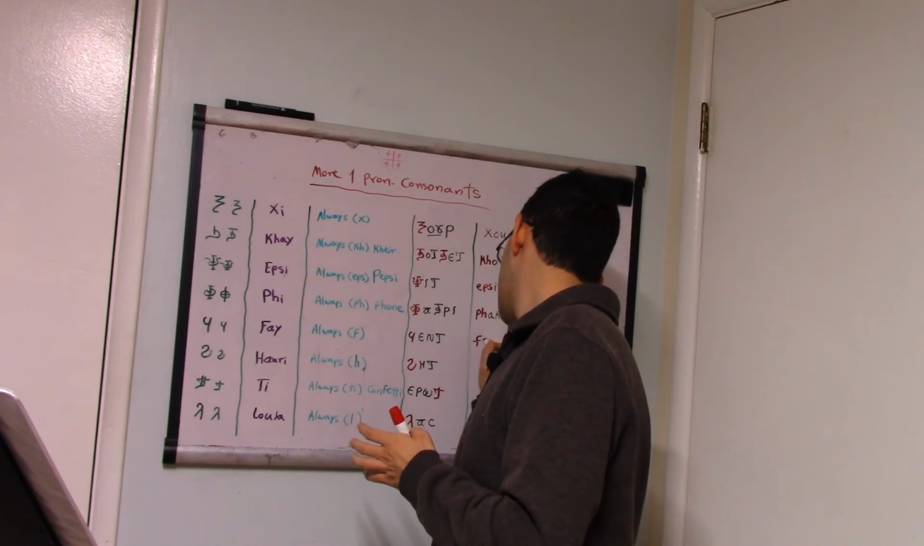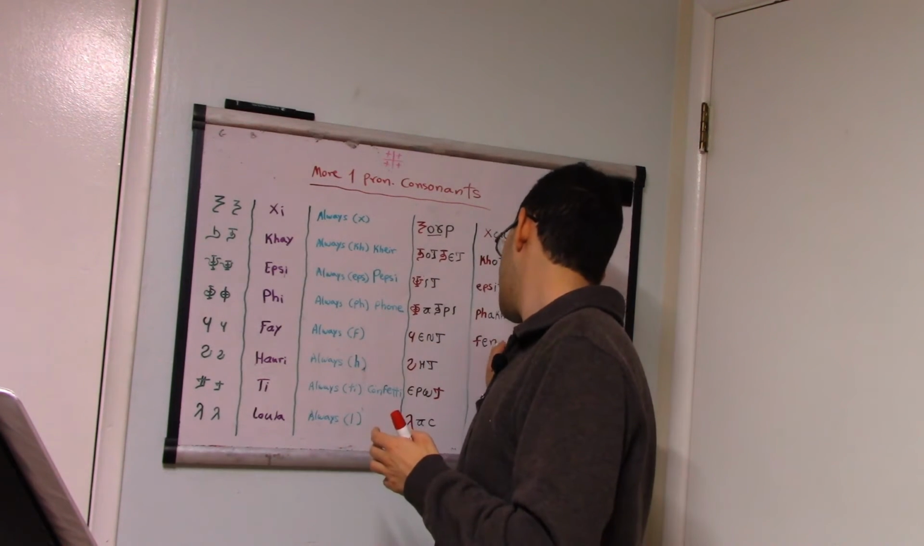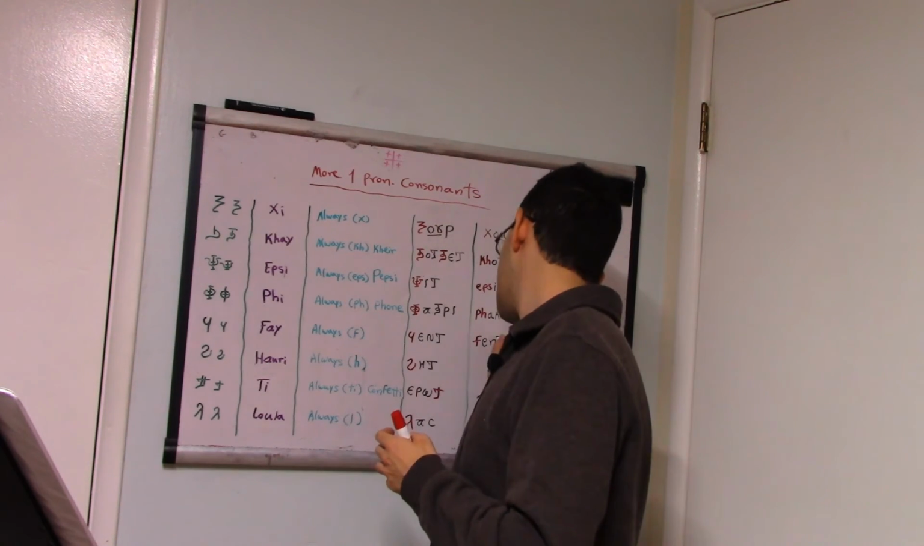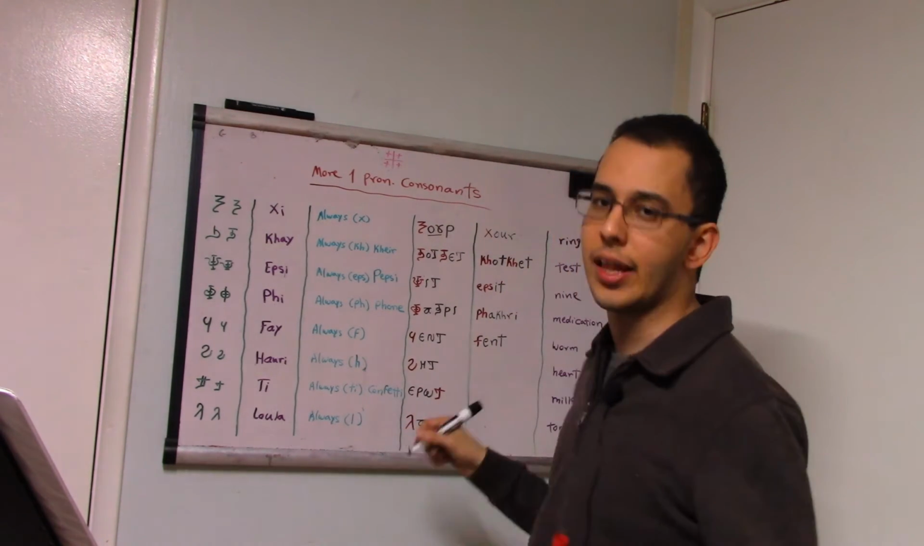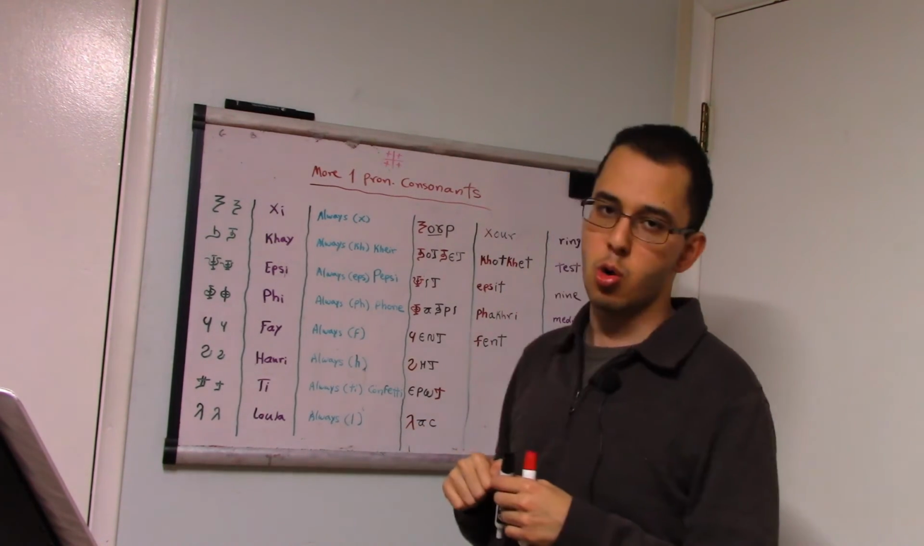E, we know as an E. Ni is a consonant N. Tav is a consonant that's T. So you put the whole word together and you get fent. And fent means worm.